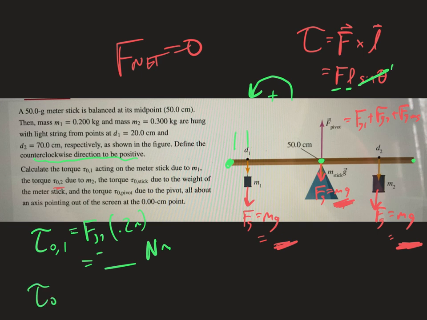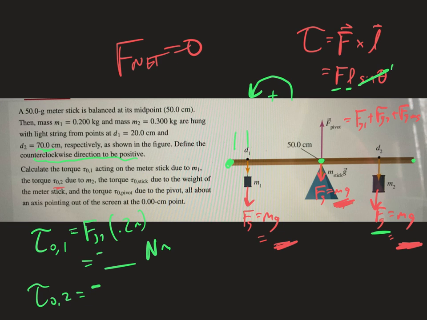Tau 0,2 would be due to the second mass hanging down. You calculated the force, so you know how much force it is. The distance, it's at 70 centimeters for mine. It says it right there. So the distance is going to be 0.7 meters. You multiply those two values, but notice if that was the only force acting, it would cause the meter stick to rotate clockwise, so it's going to be a negative torque.